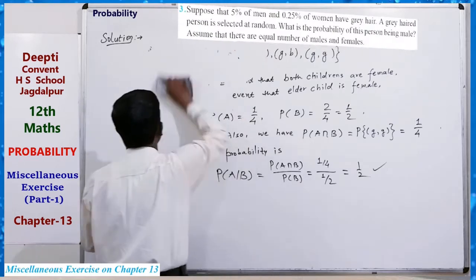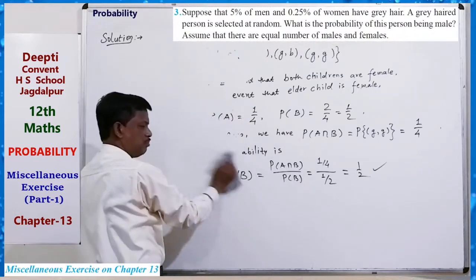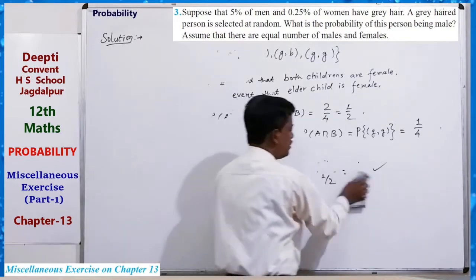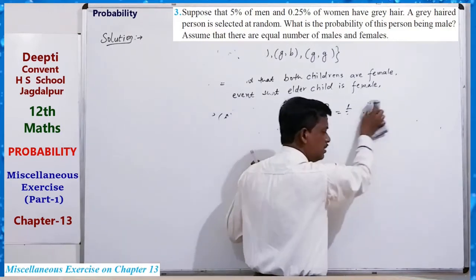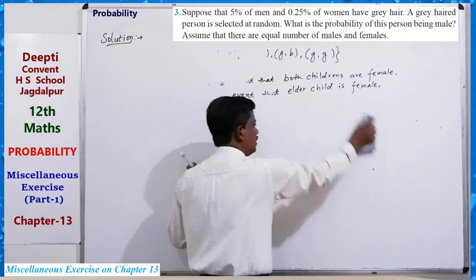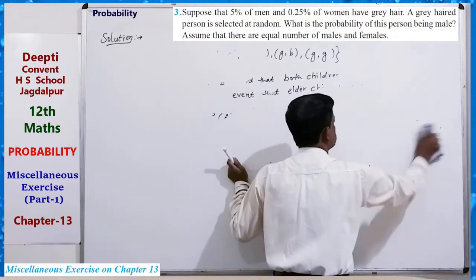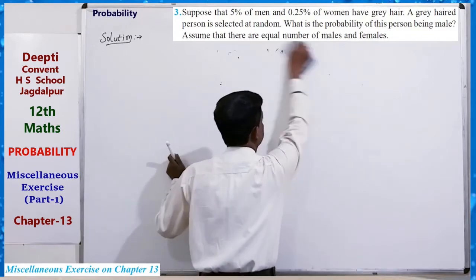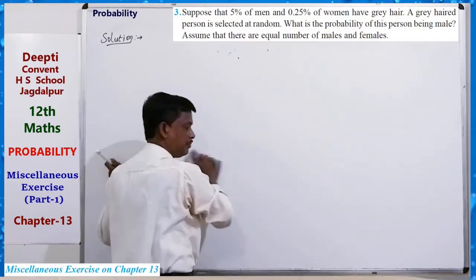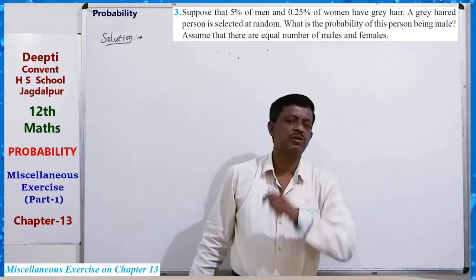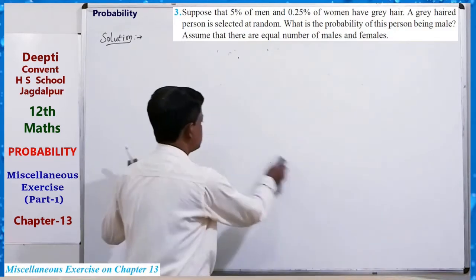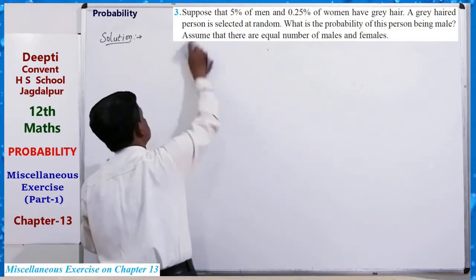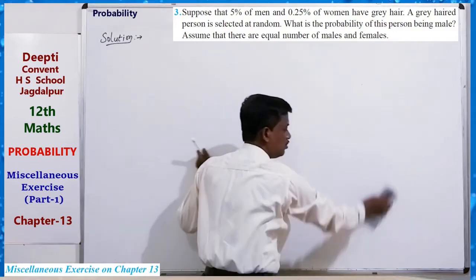Okay. So here, for finding the probability, it is very simple. Just write: it is given that 5% of men and 0.25% of women have gray hair, and because equal numbers of males and females means overall you can suppose 50%. Okay, so see what you have to write here.